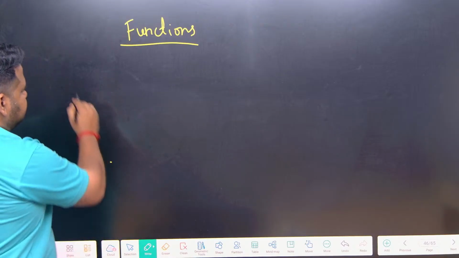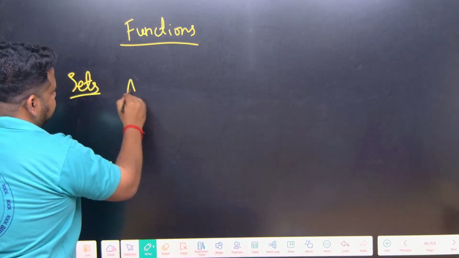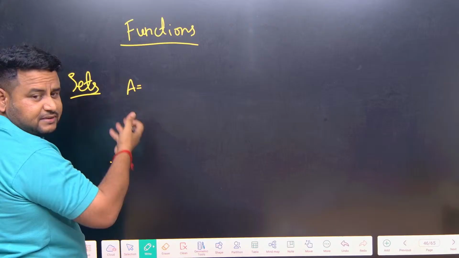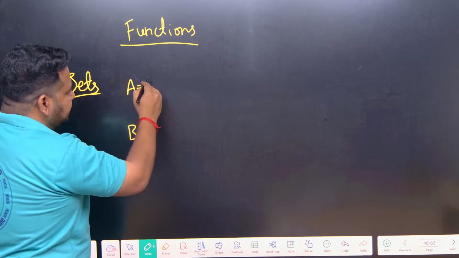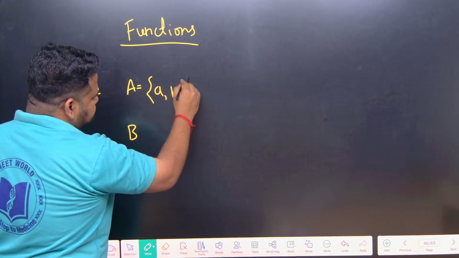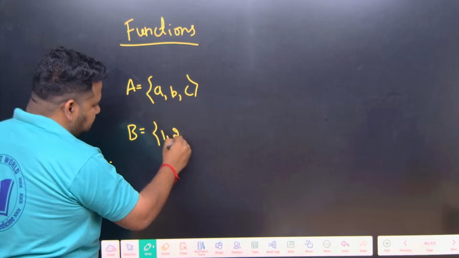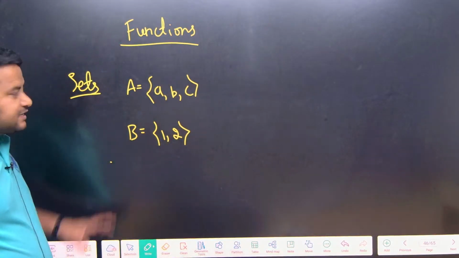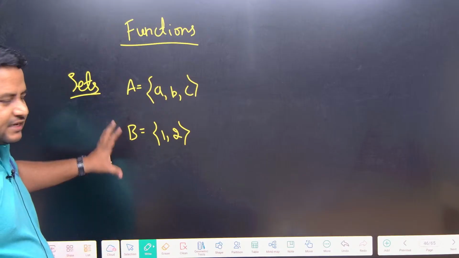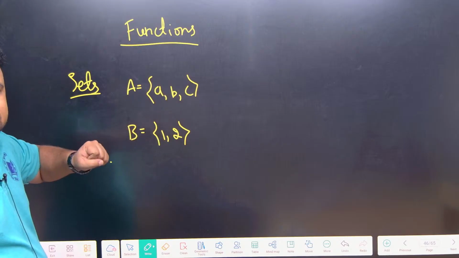Suppose we have two sets, A and B. You have studied set basics in high school also. Let set A have the elements a, b, c. Let set B have the elements 1, 2, some random set. The Cartesian product of these sets gives us ordered pairs. From there arises the concept of functions.